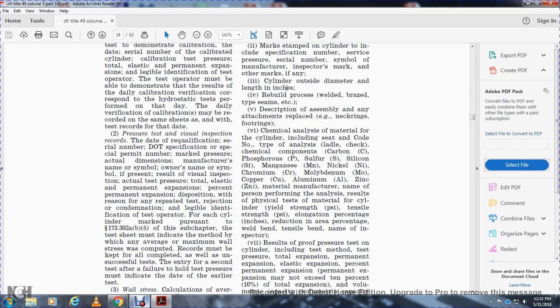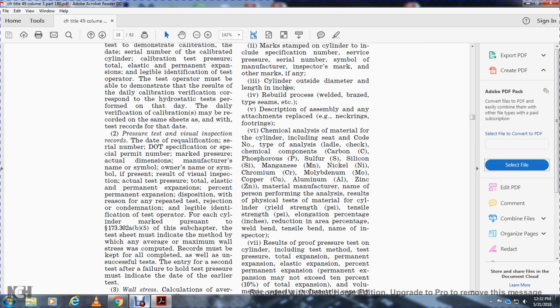3. Pressure testing, visual inspection record: the date of requalification, serial number, the specification, special permit number, the marked pressure, the actual dimension, manufacturer's name or symbol, the owner's name or symbol, the result of the visual inspection, actual test pressure, the total elastic and permanent expansion, the permanent expansion, the disposition, the reason for any repeated tests, reject or exemption, and legible identification of the test operator for each cylinder marked pursuant to 173.308.